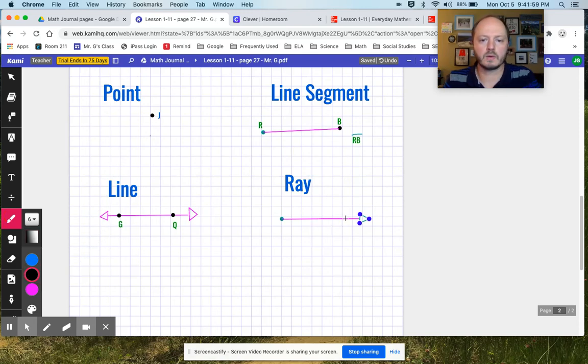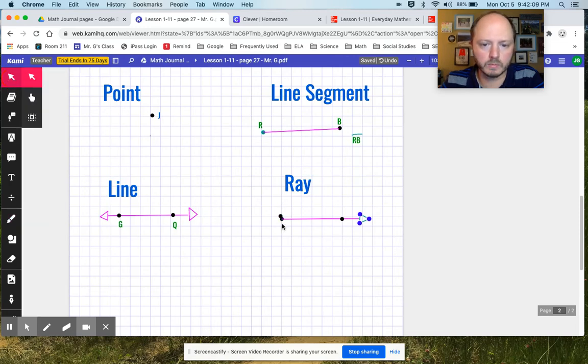And now we can add one more thing. I want to add one more point. We need to have at least 2 points. And I'm not sure why that one particular point is a different color. Oh, it is black. It just was kind of highlighted weird. So I'm going to undo that one. There we go. So now we have our ray.